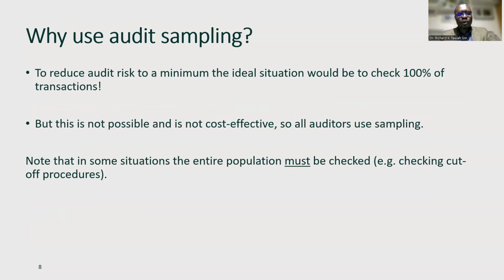So why use audit sampling? We can't check 100% of the transactions. It is not possible for us to do, and it's not cost effective, so we use sampling. Like I said, in some situations you must check the whole population, like directors' remuneration, items which are very sensitive, or things which pertain to fraud or cut-off procedures. You must check everything, regardless of the number.